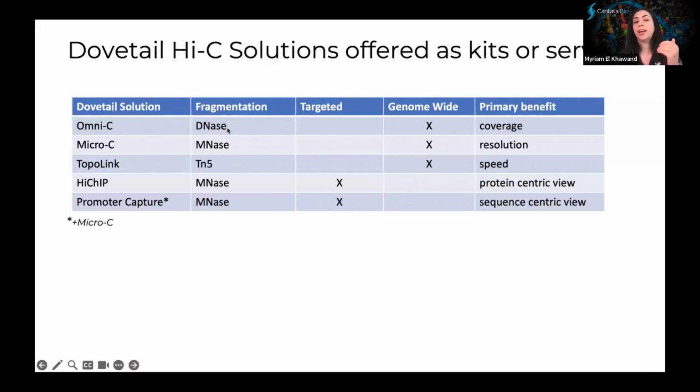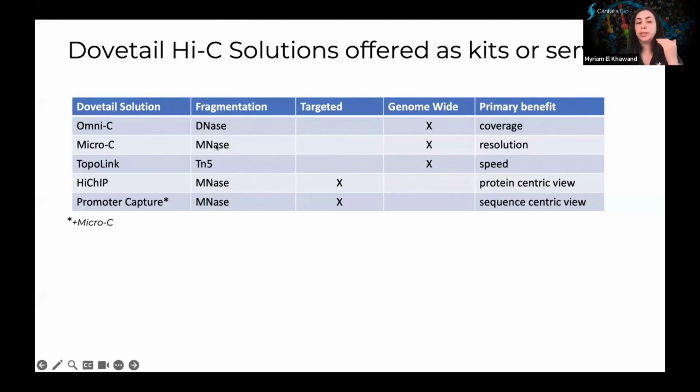So a primary advantage is having that uniform coverage of the genome. And it is a genome-wide approach. So like the restriction enzyme-based Hi-C, it targets and maps out all the interactions that are happening in your genome, but it uses DNase instead of a restriction enzyme to give you this uniform coverage of the genome. So you're not biased to only where you have those restriction enzyme sites in your genome.